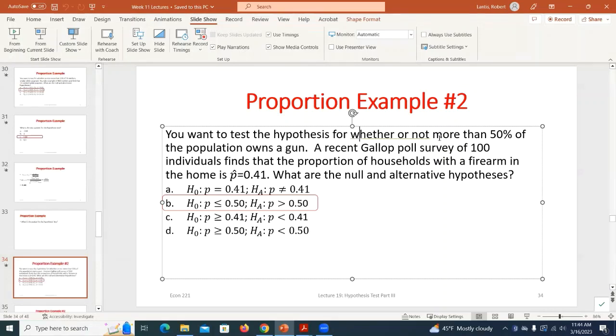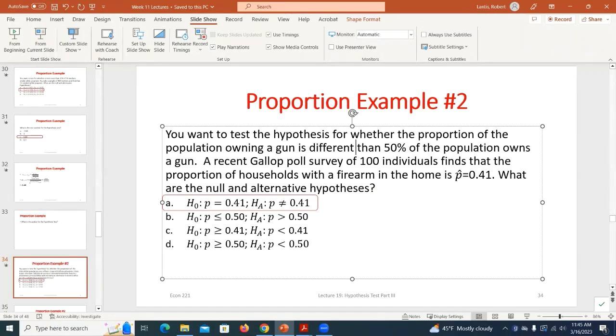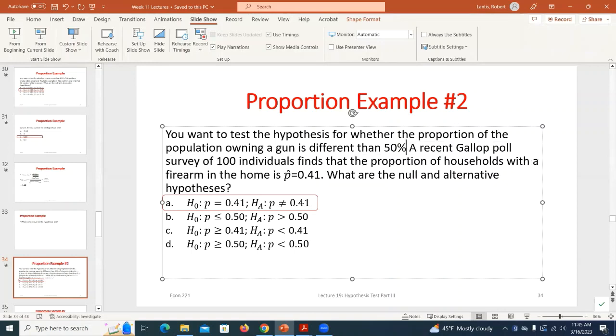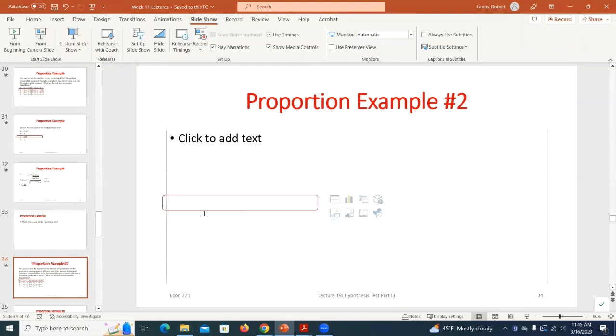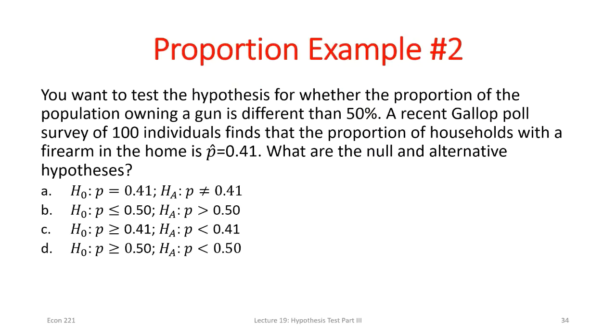The proportion of the population owning a gun is different than 50%. So that gives us just another example of a two-tailed test, which I think is important. This text box moved around on me now, so don't pay any attention to it, it's not the correct answer. The answers are going to be wrong. So I'll work through on the document camera and we'll work through what they should be.